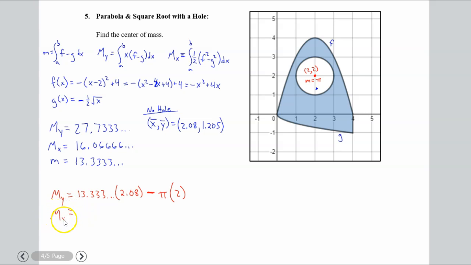Same thing for that mx. So this is going to be same thing, the mass of the first one. And usually when I calculate these out, I put in like a whole bunch of 3's, or I change it to a fraction.